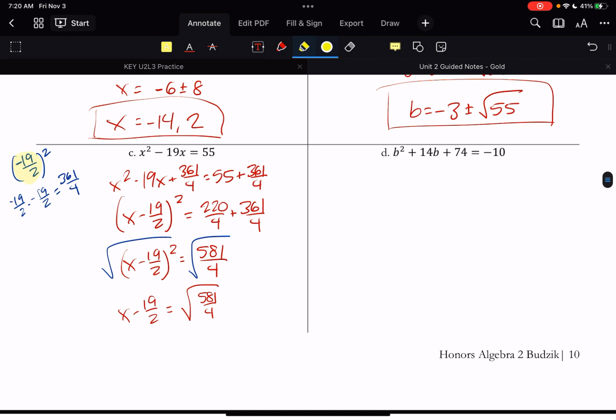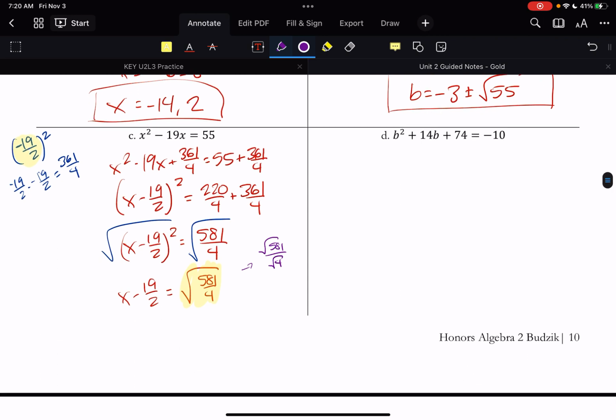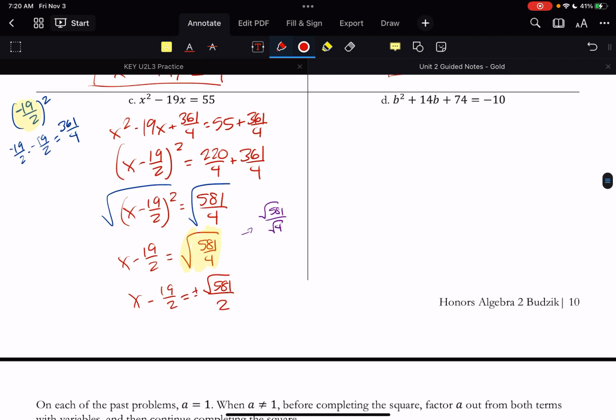And remember, right here, we talked about you can split a radical when you have a quotient. So remember that this is really equal to the square root of 581 over the square root of 4. And we know that the square root of 4 is 2. So I have x minus 19 over 2 equals the square root of 581 over 2. Plus or minus on both of those, I missed that.